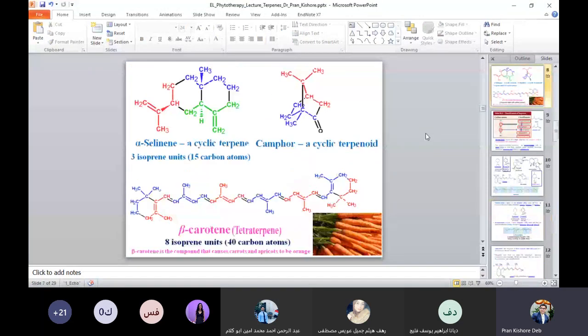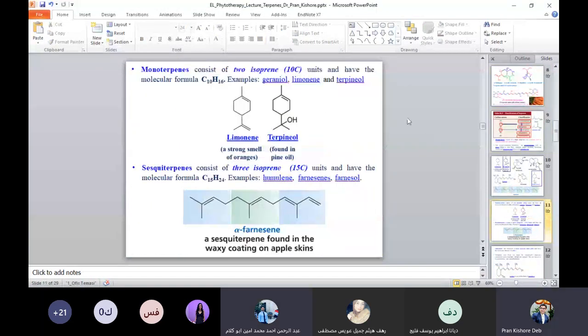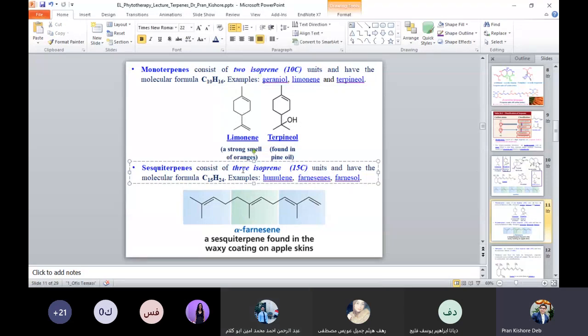All right, now I go back to the slide. The examples are geraniol, limonene, terpineol. We have already discussed them. Limonene is responsible for the strong smell of orange, and terpineol is found in pine oil. Next is sesquiterpene, which contains 3 isoprene units and 15 carbon units, and has the molecular formula C15H24. Examples are humulene, farnesene, and farnesol.